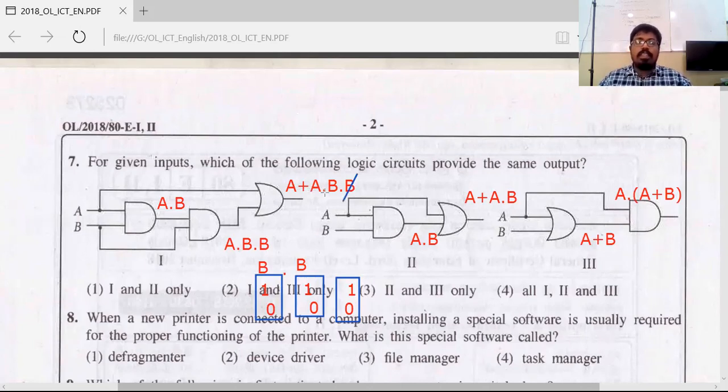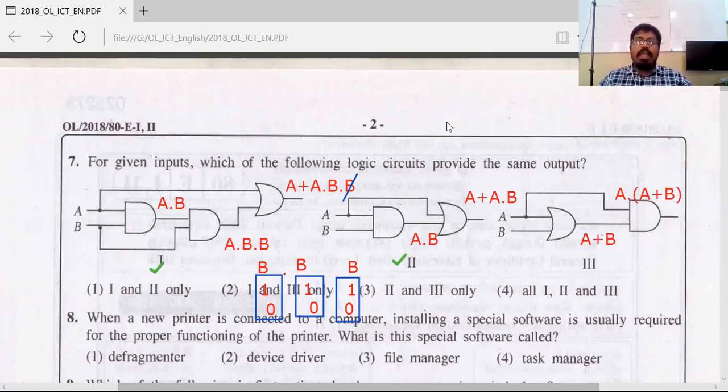So A plus A dot B. Here A plus A dot B. See why? B dot B I can say as which one? B. So first one and second one are equal. Why? This is A plus A dot B. This is also A plus A dot B. Right? Briefly done. What about this one?